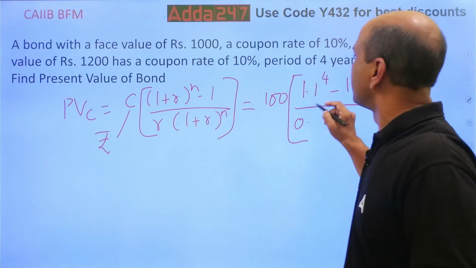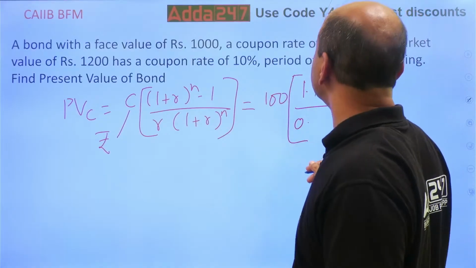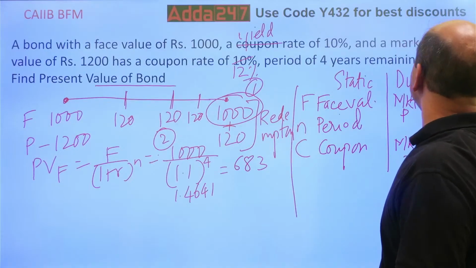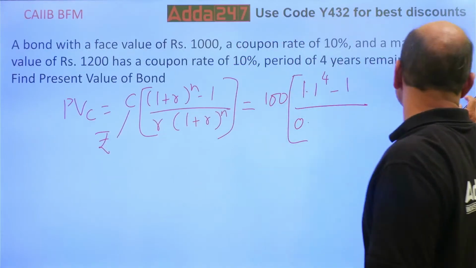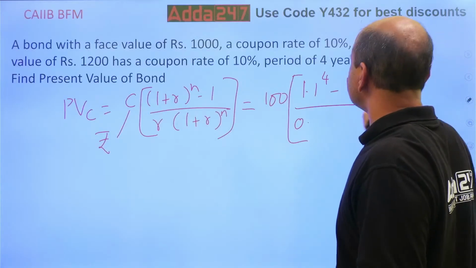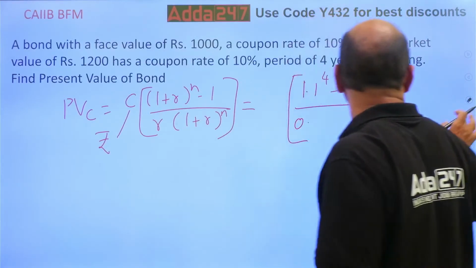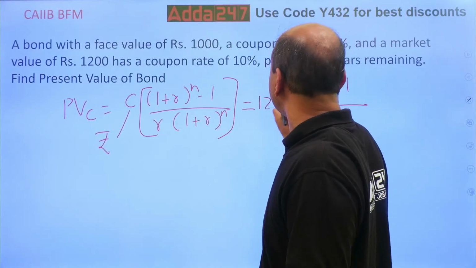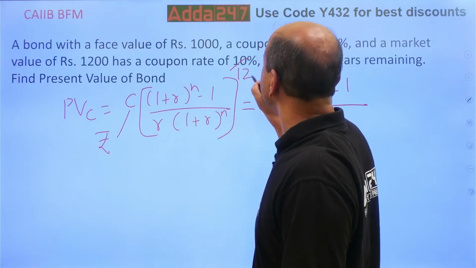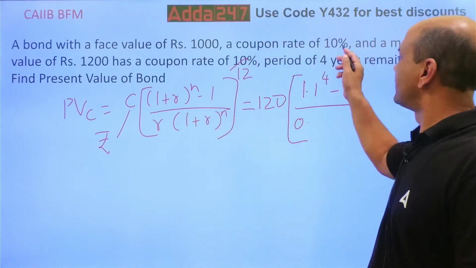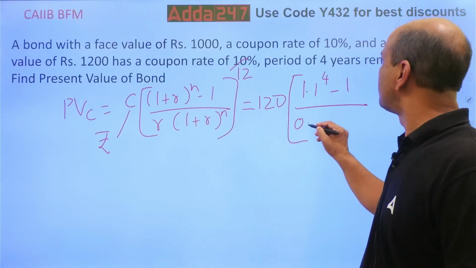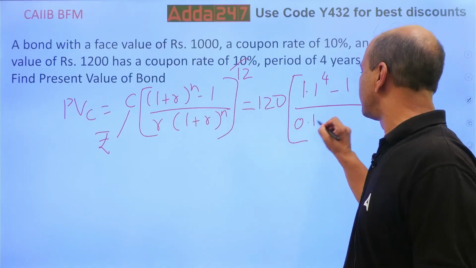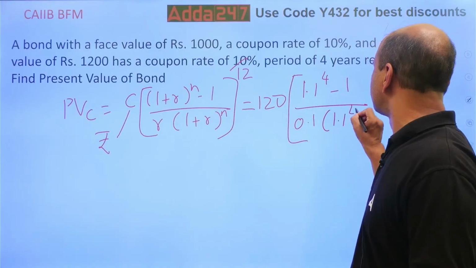R is what? Our rate. What did we do? Coupon, this. This we took something extra, na? Yeah, this we took 12. So this I'll have to change. This is 120. Right? Because coupon we have taken 12%. So 120. This is 12%. Okay? So this is 1.1. That is same. This is what rate of interest. R is what? 10%. So 0.1 into 1.1 raised to 4.